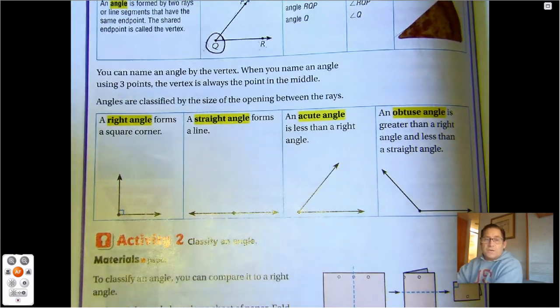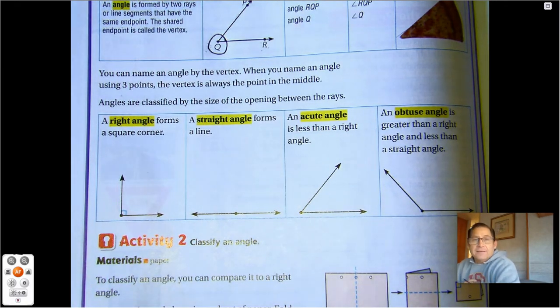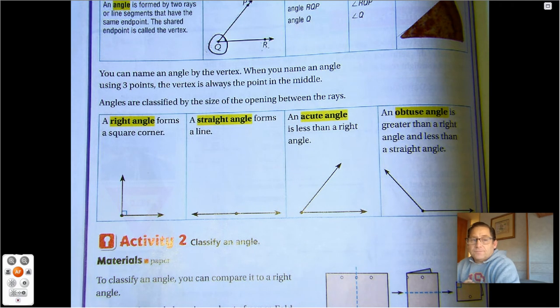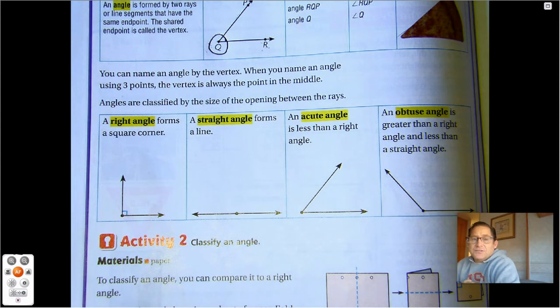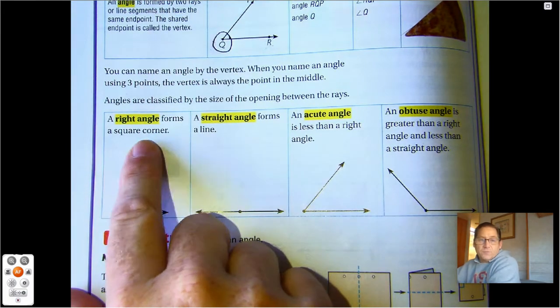And we talked about this last year in third grade, and we used the terms right angle, less than a right angle, and greater than a right angle. So this year we're going to apply specific terms to those angles. So we're still going to use the right angle, and we know that that forms a square corner.